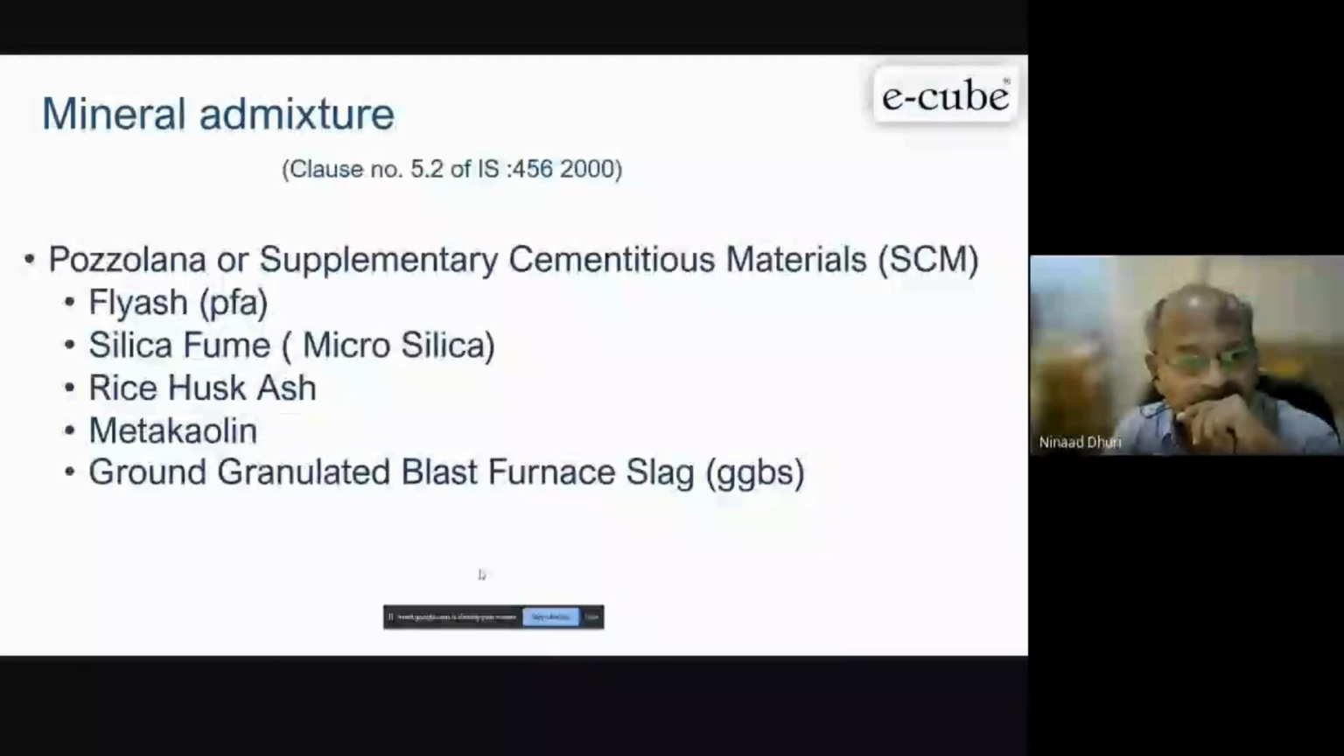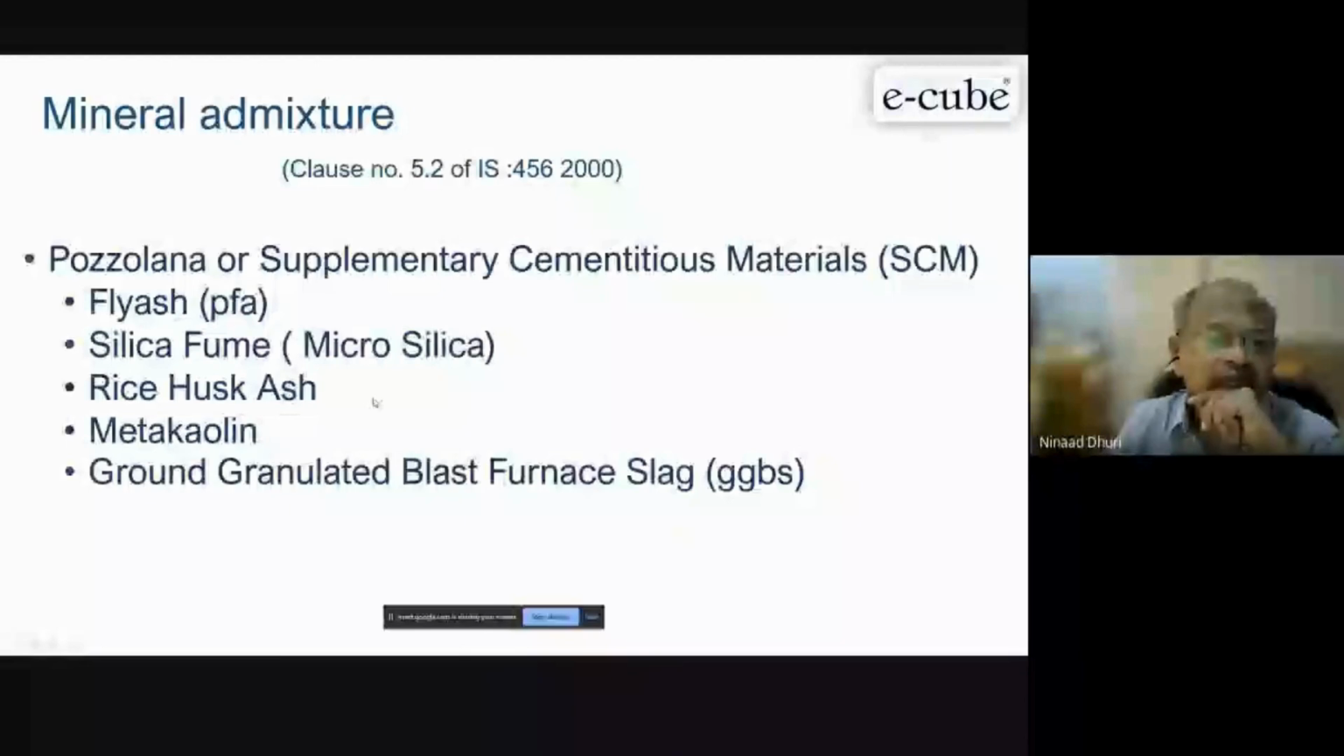So we have fly ash, pulverized fuel ash, silica fume, rice husk ash, metakaolin, and ground granulated blast furnace slag, in short GGBS. This is also a well-known material now in Mumbai. Microsilica and fly ash you must have heard of. These two are not very popular.